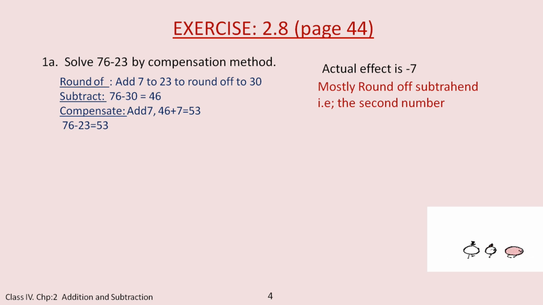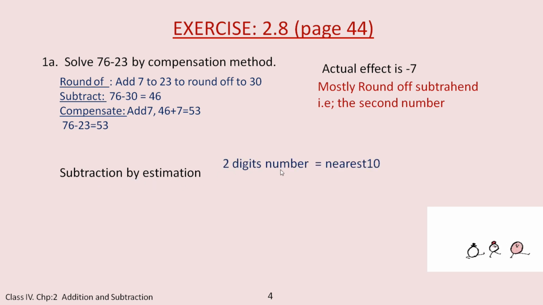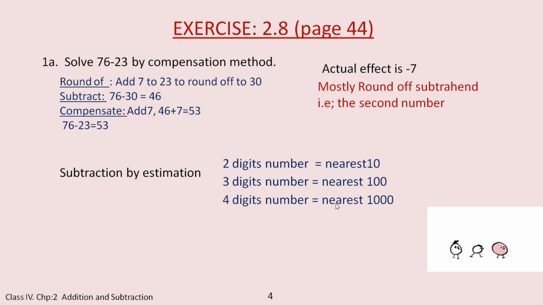Clear? Now, the other point I wanted to make clear is from the estimation sum. Any sum from estimation, either it can be subtraction or addition. When you get 2-digit number, you have to round it off to the nearest 10. 2-digit, no, ones and 10. So 2-digit के लिए हमेशा 10 होता है. For 3-digit, it's nearest to 100. And for 4-digit, you have to round off to the nearest 1000.